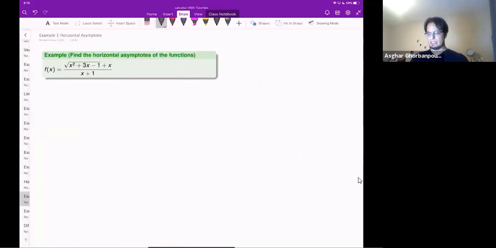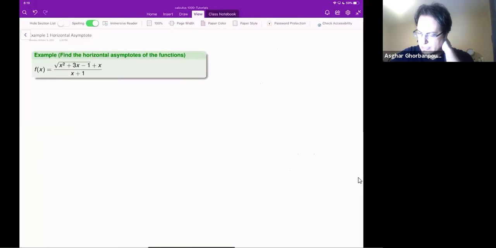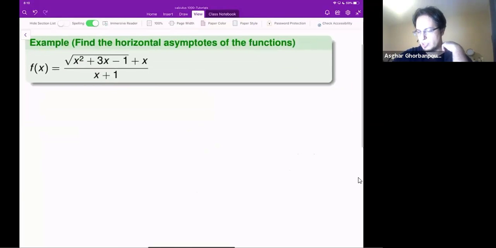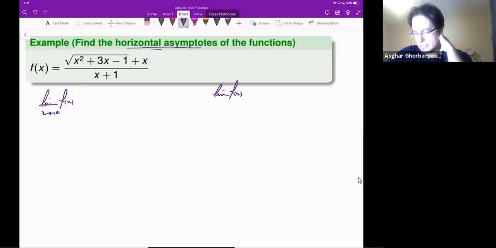Okay, let's see these in examples. For example, this one. This is basically a little bit more advanced version of what we did before. Remember, okay, so let me start with this. The question asks what are the horizontal asymptotes of this function. That means we have to check two things: the limit of the function as x goes to plus infinity and the limit of the function as x goes to negative infinity, and see which one gives you a number.